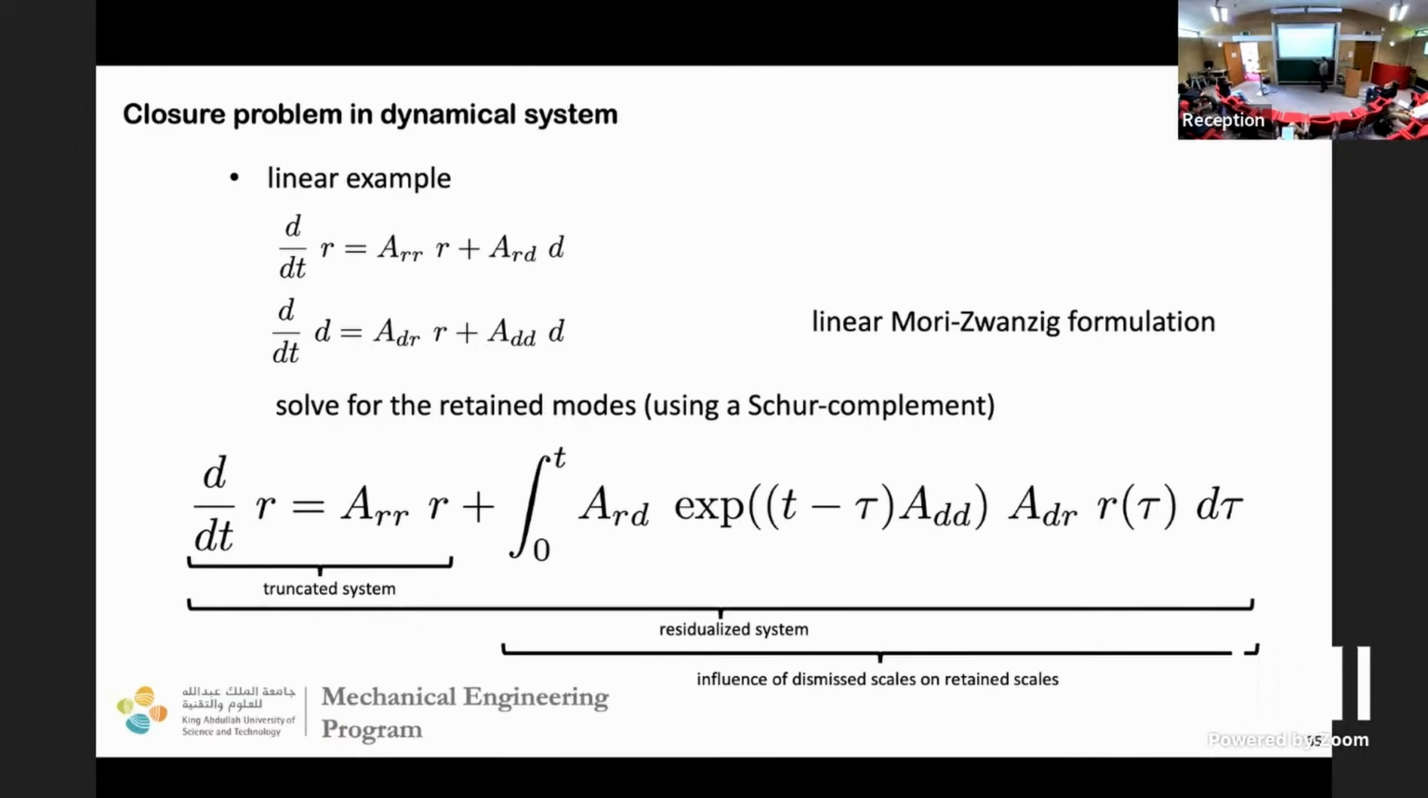Yeah, exactly. There should be an initial condition. That's true.